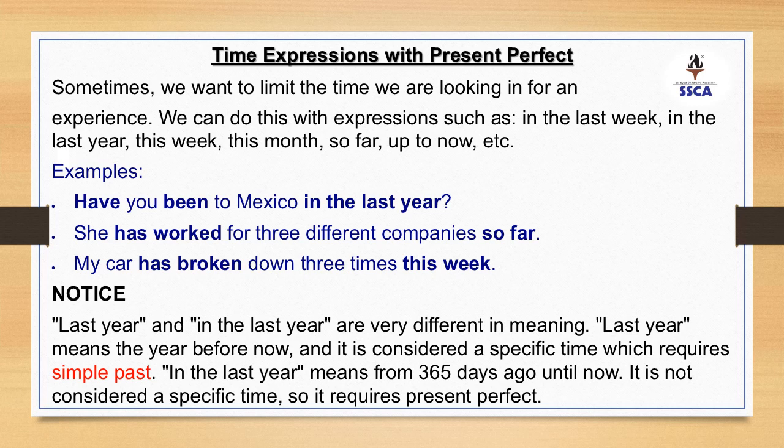Here, it is very important for you to know that there is a very big difference in the meaning of last year and in the last year. Last year means the year before now, and it is considered a specific time which requires simple past. You cannot use last year in present perfect. But in the last year means from 365 days ago until now. It is not considered a specific time, so it requires present perfect. So basically, you cannot use last year in present perfect. You will always use in the last year or in the last week or in the last month.